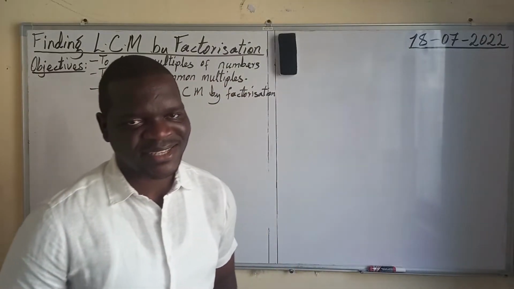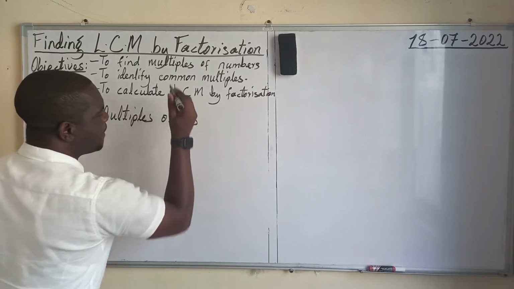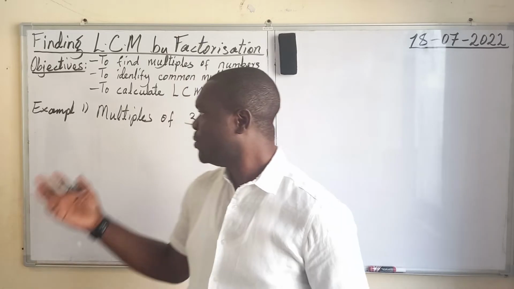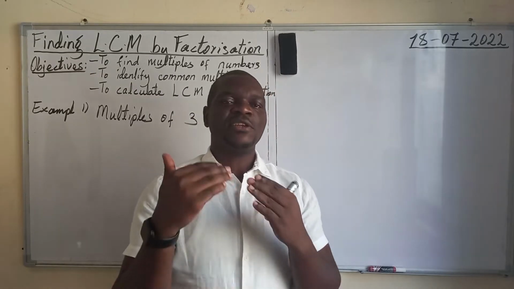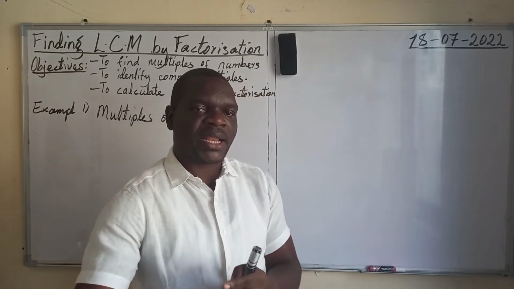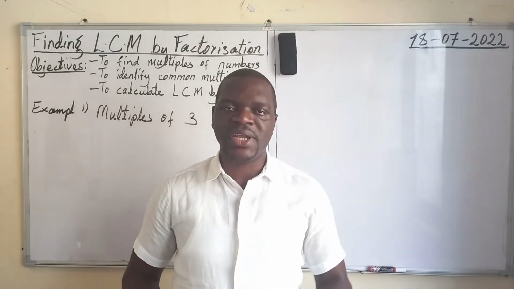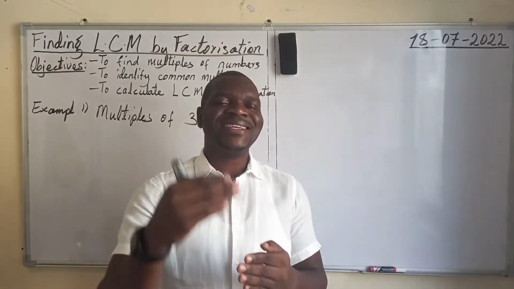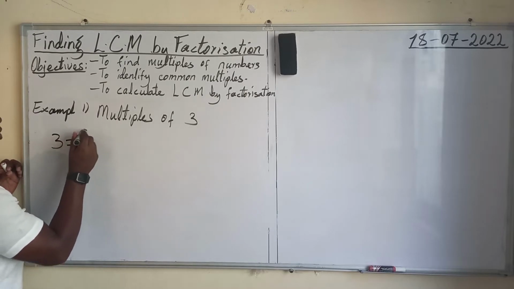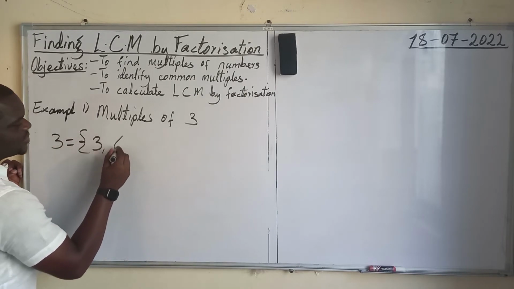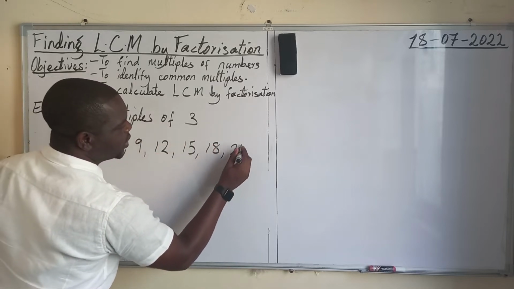Let us look at an example. Multiples of 3. What are multiples in the first place? Before we look at multiples of 3, multiples simply mean to outline numbers in a continuous manner. For instance, if we want to find the multiples of 3, it starts with 3 itself, and you continuously add 3 in that order. This is what I mean. 3 will be equal to 3 itself, 6, 9, 12, 15, 18, 21, to infinity.